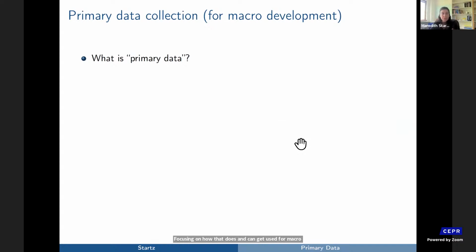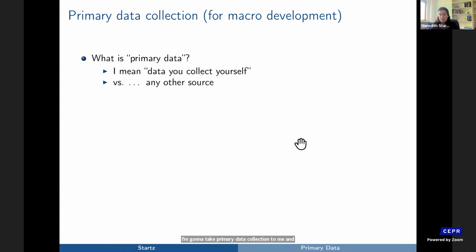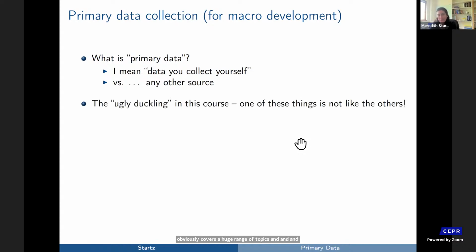So first, what is primary data? I'm going to take primary data collection to mean basically anything that you collect yourself. That's in contrast to everything else that you don't collect yourself, which obviously covers a huge range of topics and basically everything else in this course. So this lecture is going to be a bit the odd one out if you've been to previous lectures, in that we're not focusing on a particular topic or a particular data source. We're focusing on a method instead. And so that's going to make the structure of this talk a little bit different.